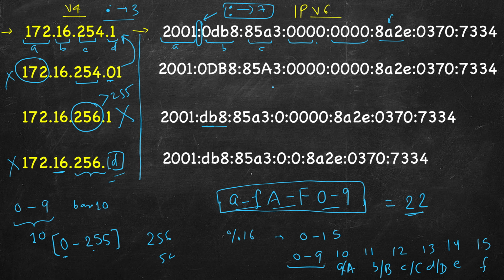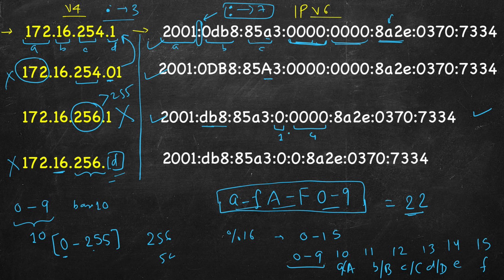Now let's look at the IPv6 rules. Here we have 4 digits each. Each of them is 4 digits, all the 8 components. But if there are leading zeros, you can remove them. For example, this is also valid. This is 1 digit, this is 4 digits. Both are valid, but here you are not allowed to have leading zeros. And you can see some small a, capital A, both are valid. So this is valid, this is valid, this is also valid, and this is also valid.